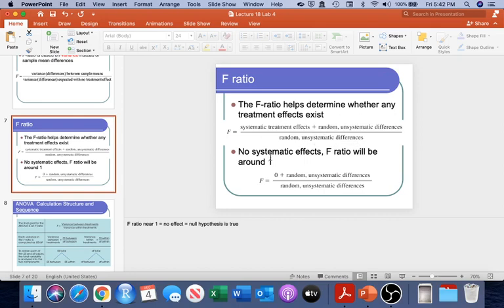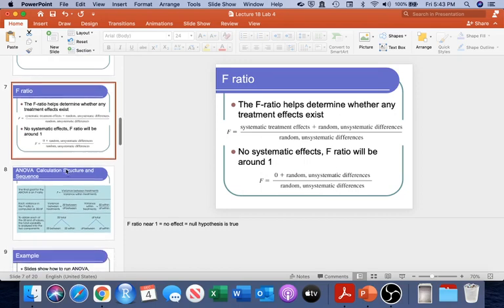If you can imagine, if there are no systematic effects, the F ratio will be around 1, because the systematic effects will be 0, and then you have your random, unsystematic differences over the total differences, which are the same. When you have the same thing over the same number, that will be 1. So when there's no effect, that means the null hypothesis is true.